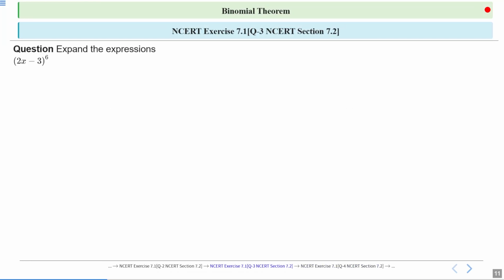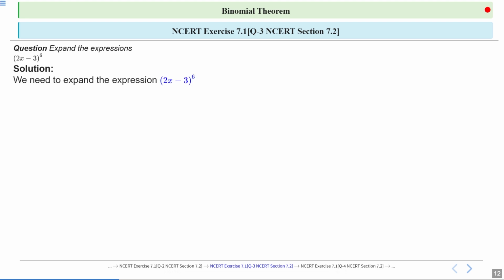Look at question number 3. In this question, we are asked to expand the expression (2x − 3)^6. So now we are going to solve this question step by step. We need to expand the expression (2x − 3) raised to the power 6.